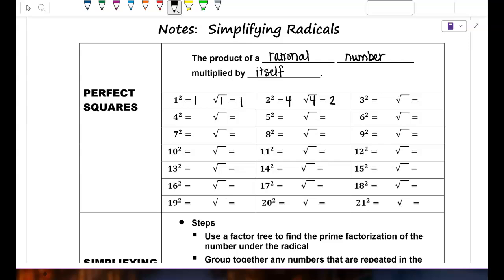Sergio, what is 3 squared? So the square root of 9 would be? Layla, what is 4 squared? So the square root of 16, 4. Okay, I'm going to pause there because I want you to go through and finish filling out the chart, and then we will double check to make sure we have all the correct answers.